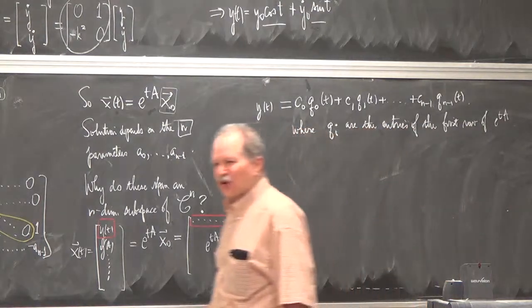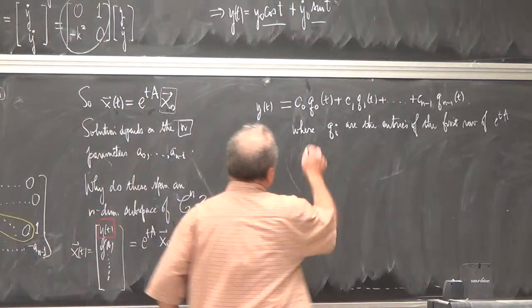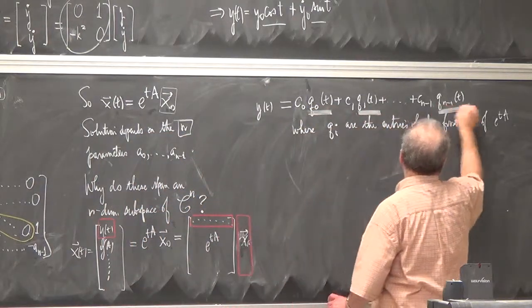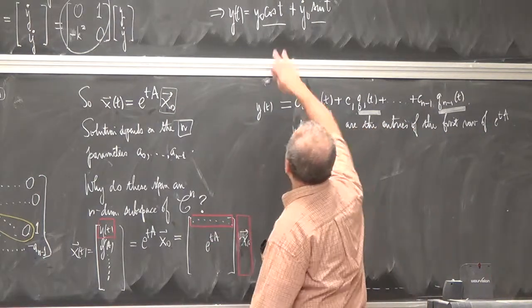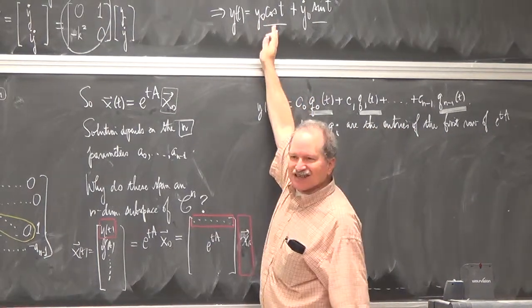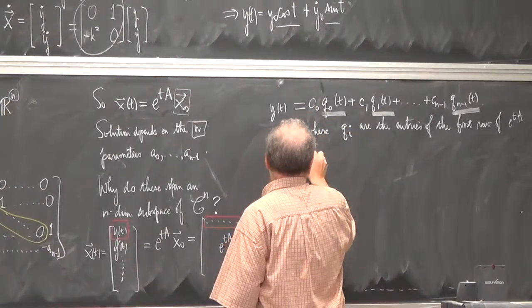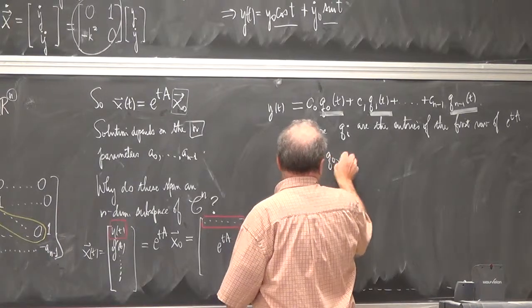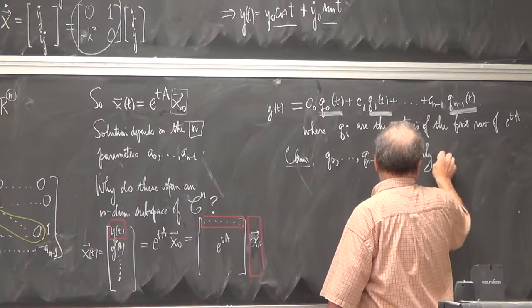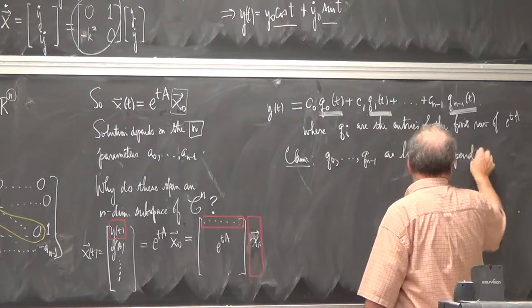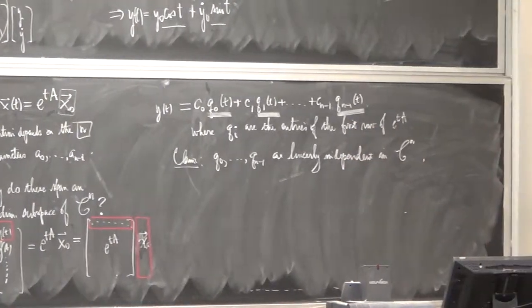What do I want to argue? I want to argue that these are linearly independent. So whenever you compute this matrix exponential, look at what we got in this example. We got cosine t and sine t. But more generally, I want to argue that Q naught to Qn minus 1 are linearly independent in the vector space of n times differentiable functions.